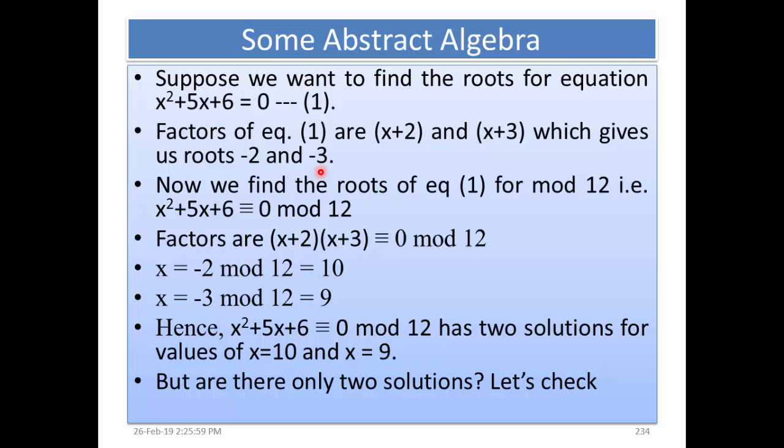Now we find the roots of equation 1 for mod 12. For example, the same equation is here, and we want to find the roots of this equation for mod 12. So the factors remain the same, x plus 2, x plus 3 is equal to 0 mod 12. So x minus 2 mod 12 gives you 10, and x minus 3 mod 12 gives you 9. Hence x squared plus 5x plus 6 congruent to 0 mod 12 has two solutions, values of x: 10 and 9.